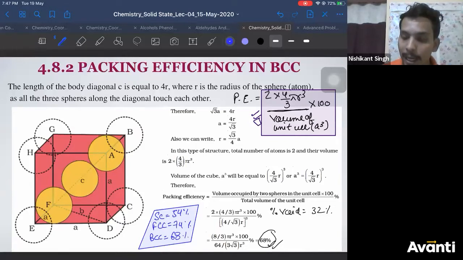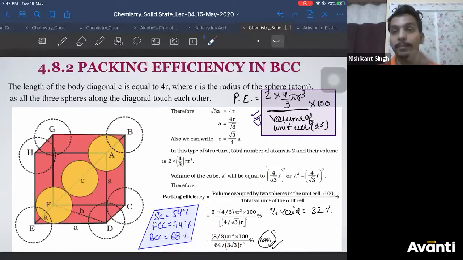Packing efficiency represents, out of the total volume of the cube, how much volume is occupied by particles. So out of 100%, 74% is occupied by particles, 52.4% is occupied by particles, 68% is occupied by particles. Remaining is empty.